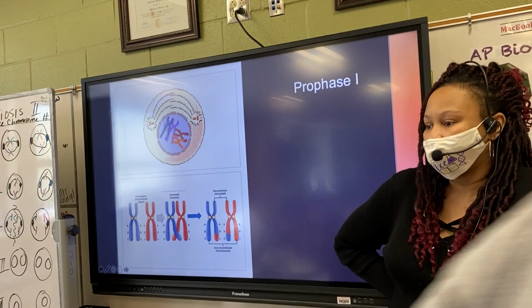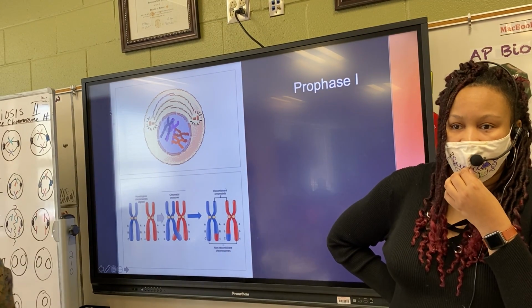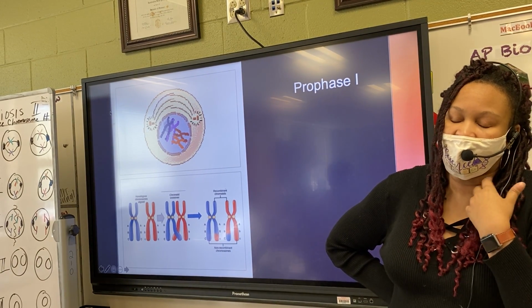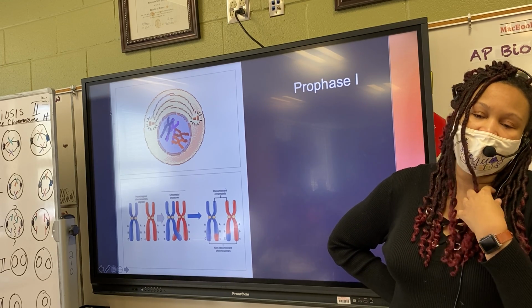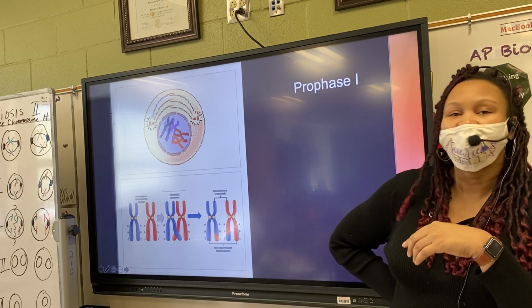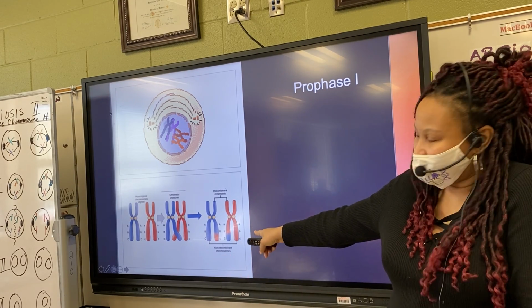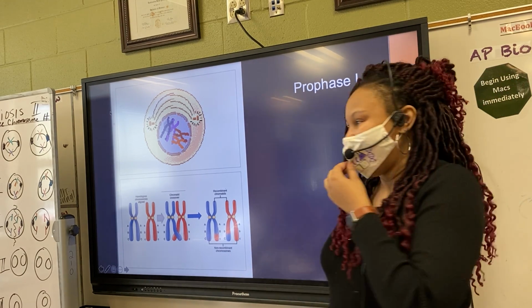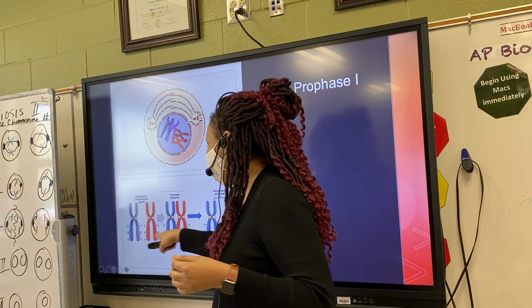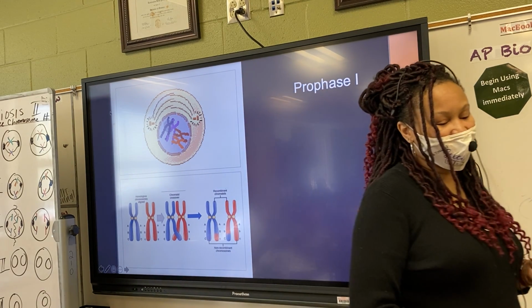Man, I'm getting old. And because I know that some of you guys don't understand my artistic disability, here is a slide showing a tetrad and crossing over right here, just in case you don't understand what I did.